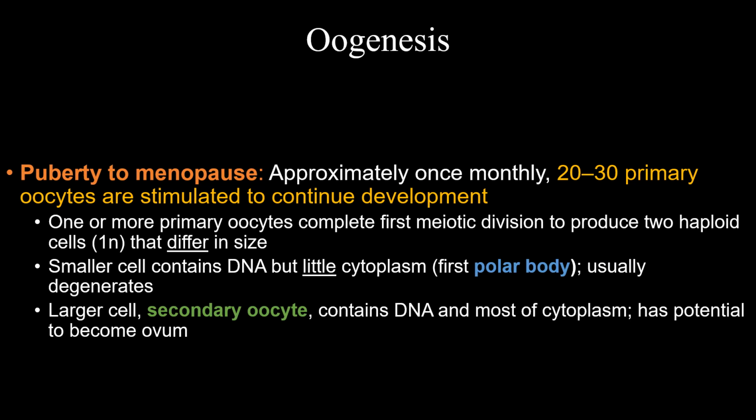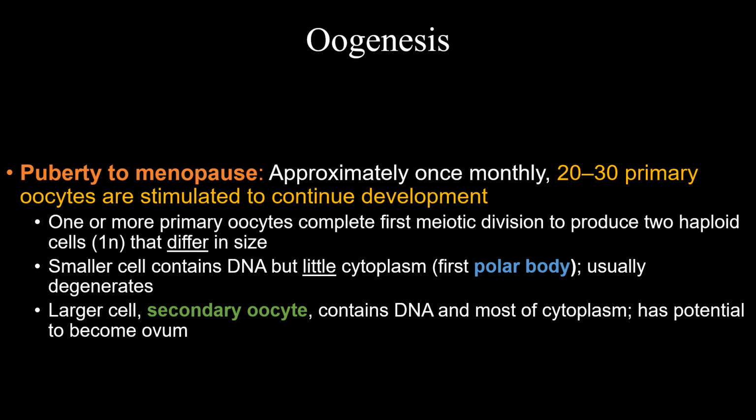Now, once a female gets to puberty, there are about 20 to 30 primary oocytes stimulated to continue development every month. And usually, one primary oocyte, or more in some women, will complete meiosis 1 and produce 2 haploid cells that are very different in size. There's a much larger cell and a much smaller cell.